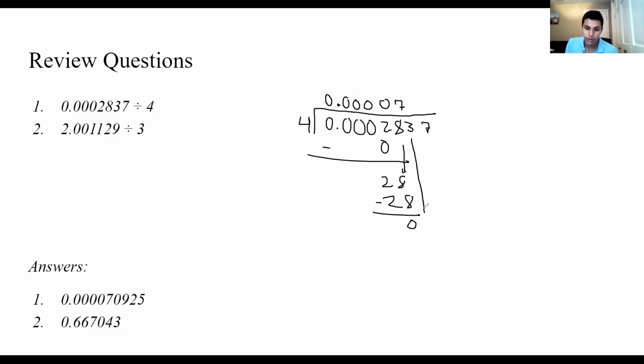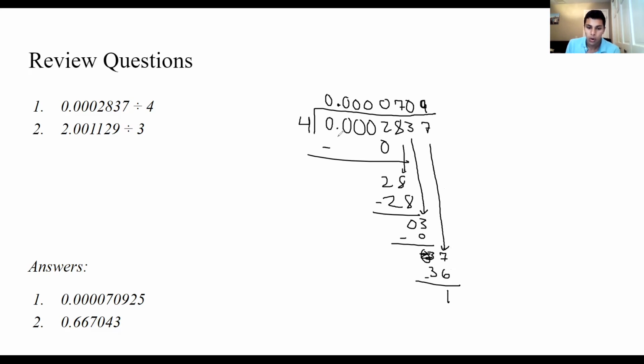So now let's bring down our 3. 4 goes into 3 0 times, so we'll put a 0 here, and multiply by 4, that's 0, and subtract, and we get 3 down here. Now when we bring down our 7, we get 37. 4 goes into 37 9 times. So 9 times 4 is 36, and let's subtract, and we get a 1 down here.